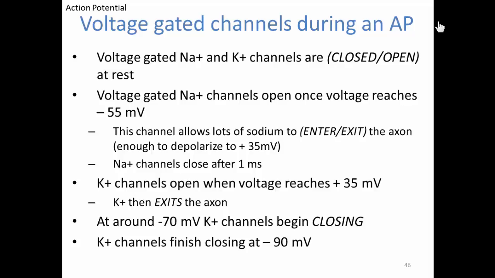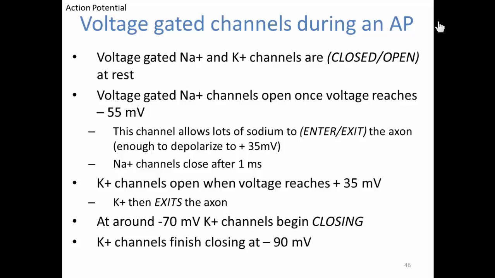Voltage-gated sodium channels open once the voltage reaches negative 55. Once we reach negative 55, the voltage-gated sodium channels open, allowing lots of sodium to do what? Enter or exit the axon. If you said enter, you're correct. Enough sodium enters to depolarize to plus 35 millivolts. Don't forget the sodium channels close after 1 millisecond.